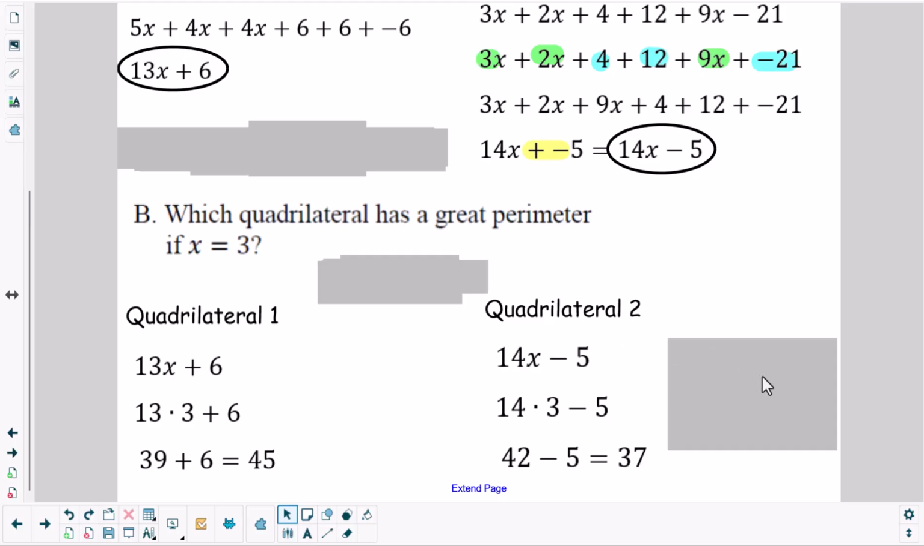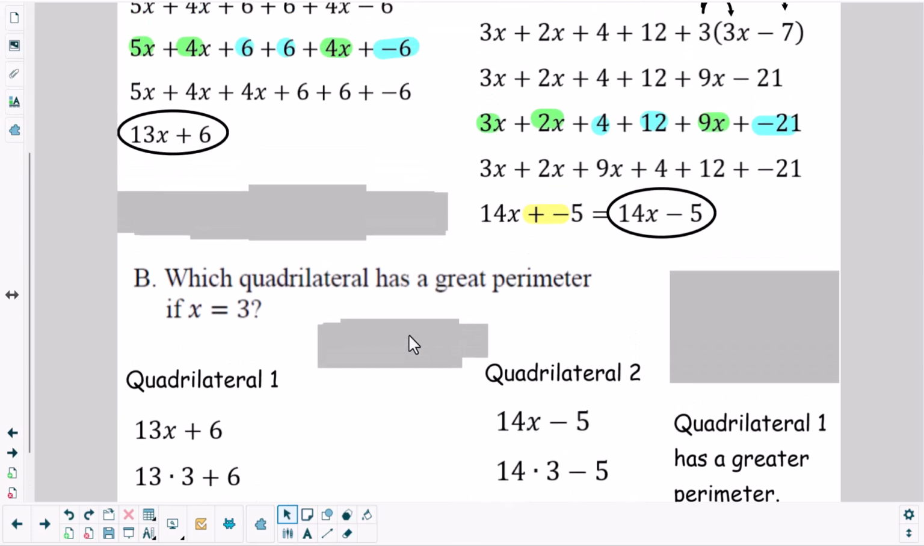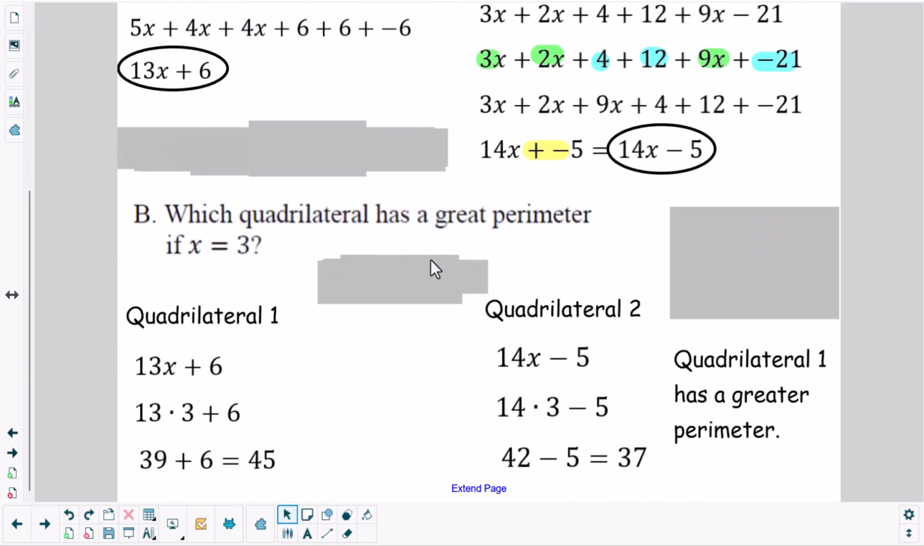So which quadrilateral has a greater perimeter? Well, that's quadrilateral 1 with a perimeter of 45. Again, you could go back to your original quadrilaterals and replace x with 3 to find those sides and add them together. It is a good way to double check, but it does require more work than in part B if we choose to go that route.